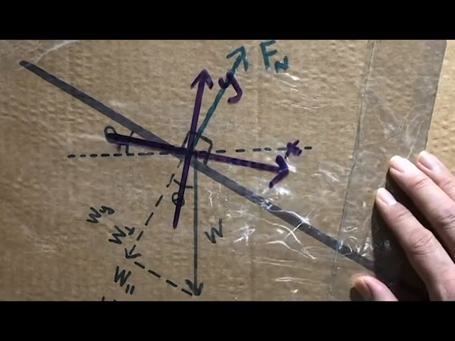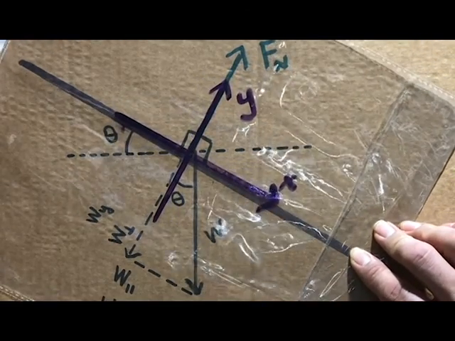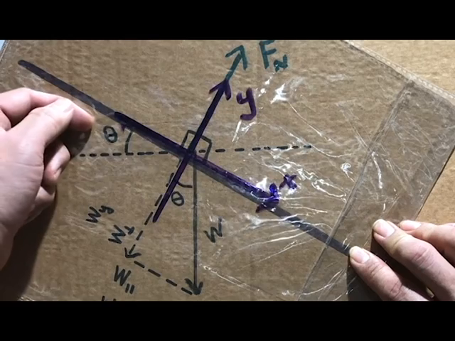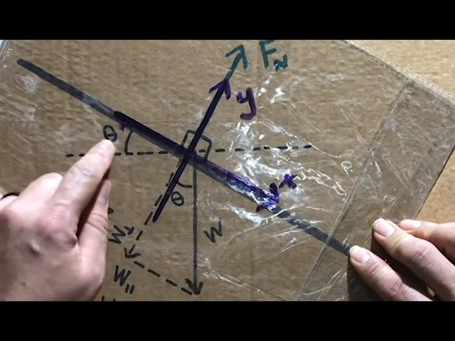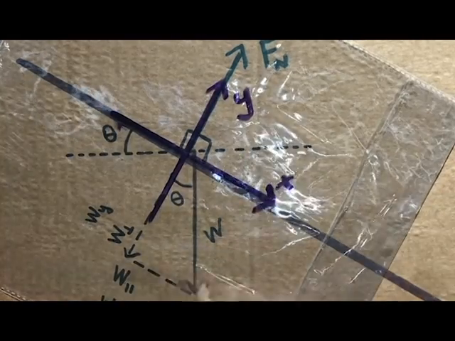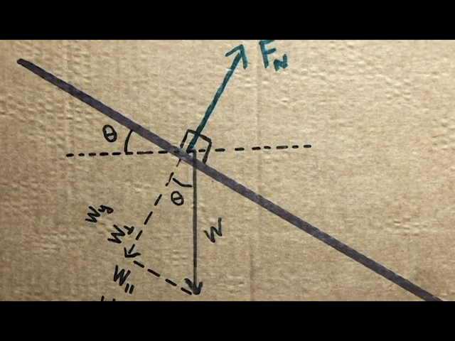And you can see that as I rotate the coordinate system exactly by the amount theta, so the x-axis aligns with the surface, you can see that the angle the x-axis sweeps out is exactly the same amount that the y-axis sweeps out. This should convince you that this angle here is actually theta as well.